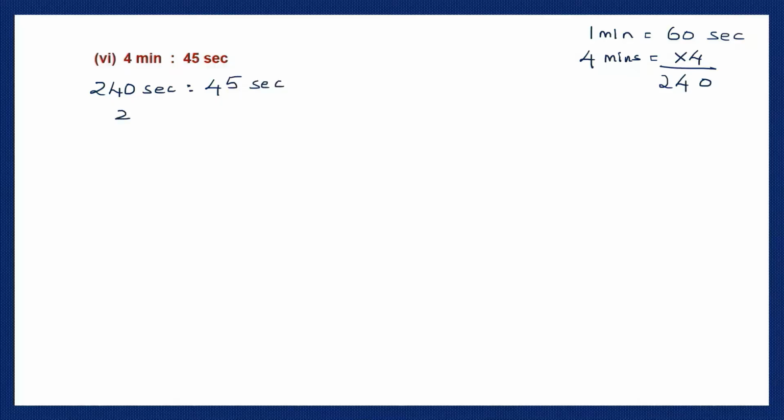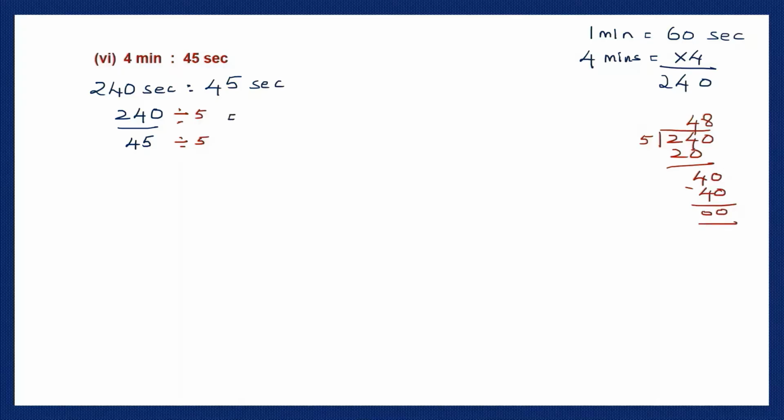So let's write it as a fraction, 240 by 45. Both are divisible by 5. So let's divide it by 5 and see. Divide 240 by 5 and divide 45 also by 5. So let's divide 240 by 5 here. So 5 fours are 20. Then we have 4, I bring down 0. 5 eighths are 40. So now I have 48. Okay, so 5 into 48 will give me 240 and 5 nines are 45.